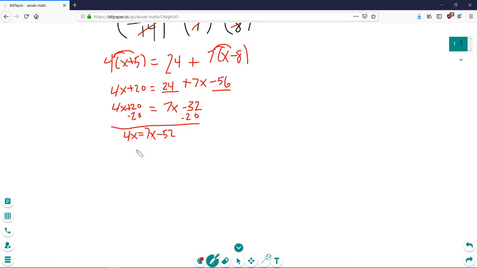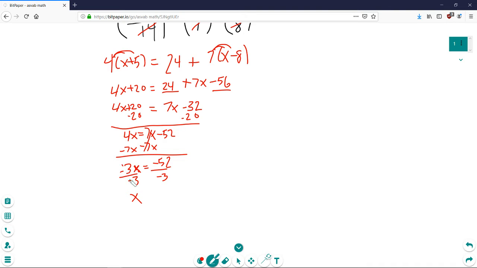So now what we're left with is we have to bring all the x's to one side. So I'm going to subtract the 7x on both sides like this. So it cancels here. 4x minus 7x gives us a negative 3x. Negative 3x equals negative 52. So finally, all we have to do is just divide both sides by negative 3.